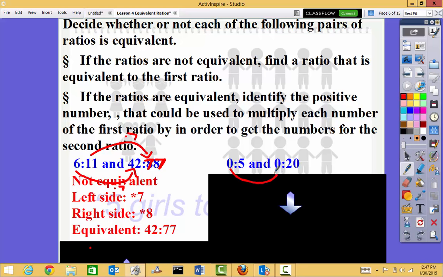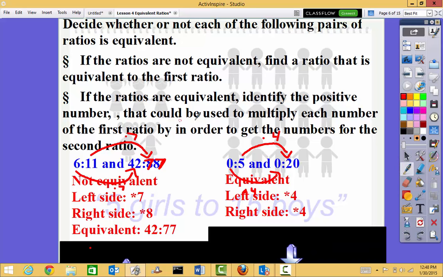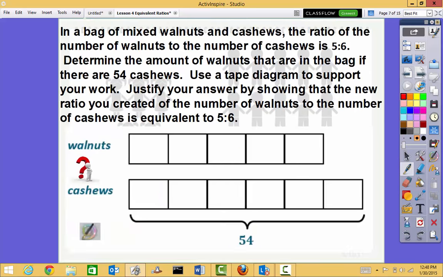How do I get from 0 to 0? Well, I can actually multiply that by anything, because anything times 0 is 0. So let's look. How to get from 4 to 20? Well, that's easy. That's multiplying by 4. Let's check. Is 0 times 4 0? It is. So I actually multiply each side, the top and the bottom, my left and right, if I made that T-chart, by 4. So they are equivalent. And then the second part says, what number did I multiply? Well, that number I multiplied by is 4.